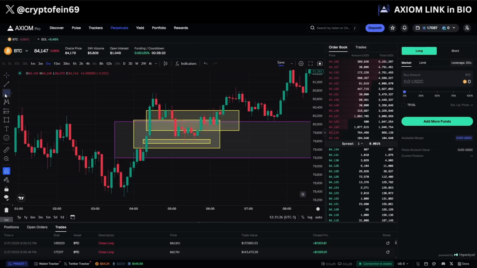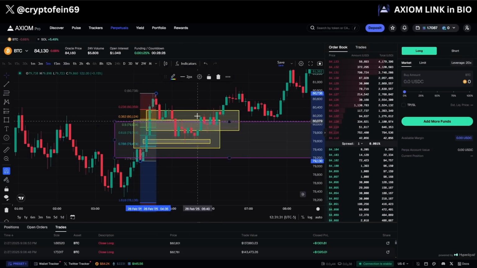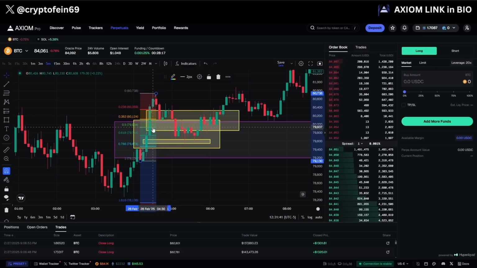So if we take the range from this low to this high, where's this fair value gap? This fair value gap is in the top of the range. It's above the 50% mark. You want to be buying below 50% always on any singular high to low swing.